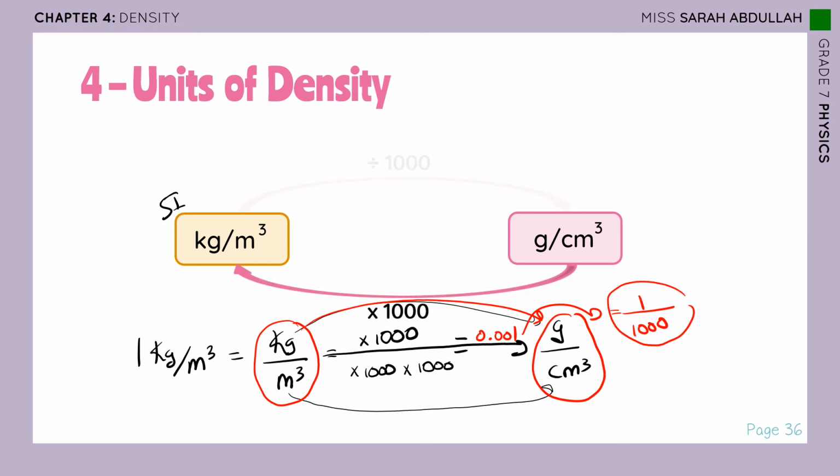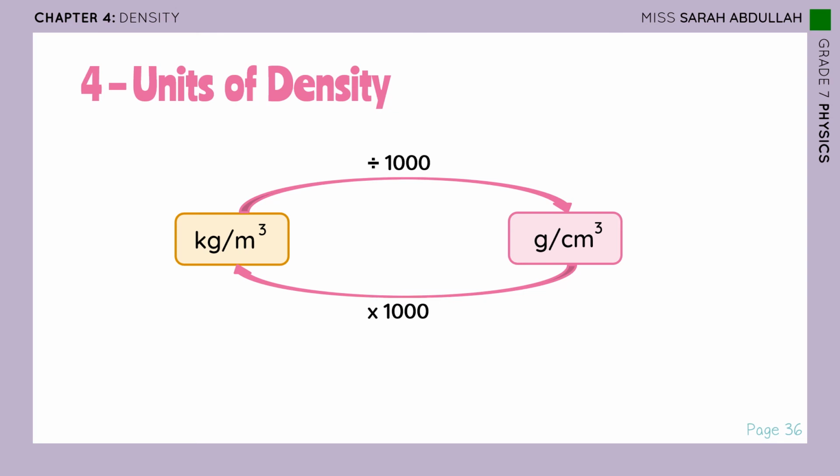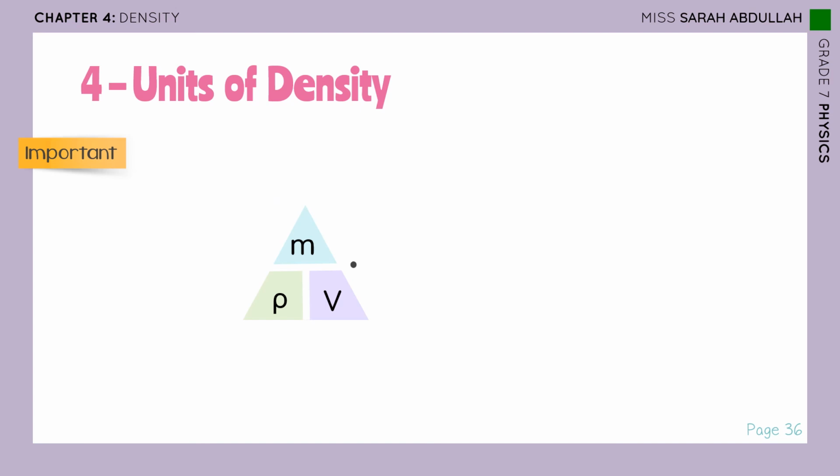Okay, and going from gram per centimeter cube to kilogram per meter cube, I must multiply by 1,000. And this is how you get this table. You will simply just memorize this one. Okay, no need to go through what I just went through every time you want to convert. No, just know that this is how we convert between these two units.